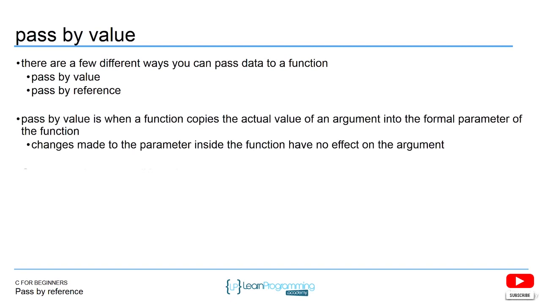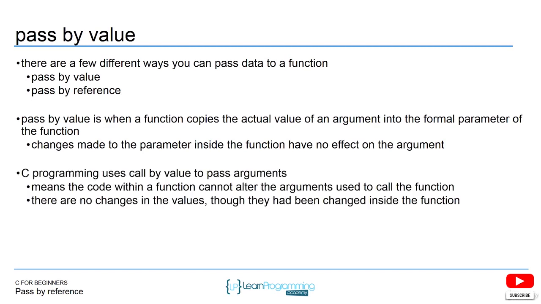Pass by value is when a function copies the actual value of an argument into the formal parameter of the function. And this is why if you have an integer, a float, or a double, and you pass that in as an argument to a function, that actual variable doesn't get modified outside the function, because it's copied. So changes made to the parameter inside the function have no effect on the argument. The argument being passed in does not get modified. Right? So it almost acts like a local variable because it's a copy. How it's actually happening under the hood is it's being copied and passed to the function.